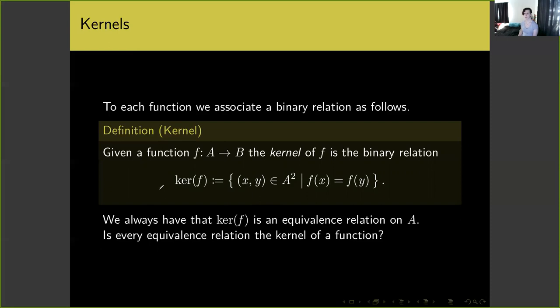Now, it's reasonable to ask, is every equivalence relation the kernel of some function? So if I just start off with some equivalence relation theta that belongs to my collection of equivalence relations on A, does there exist some function f so that the kernel of f is equal to theta? Is this possible to accomplish for some choice of f, whatever it needs to be?